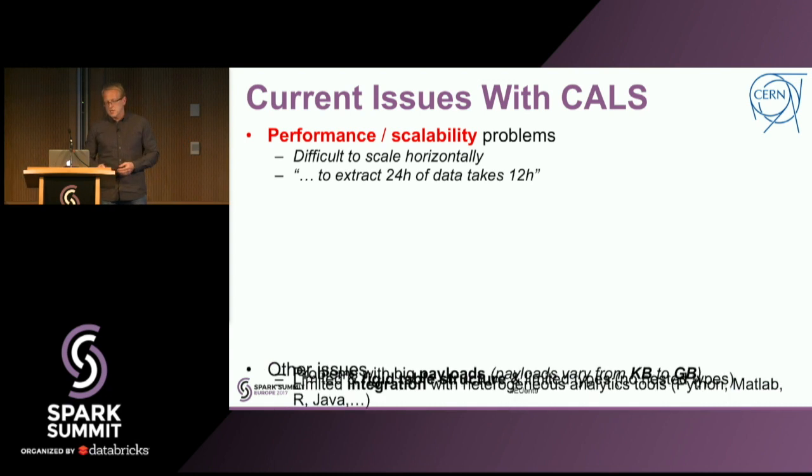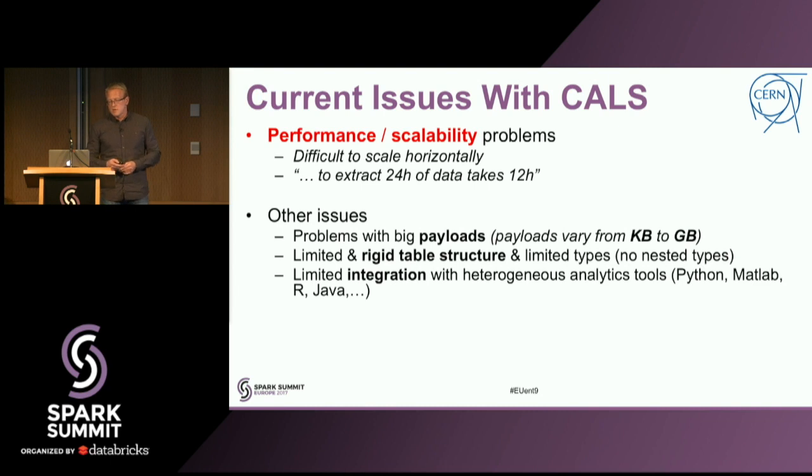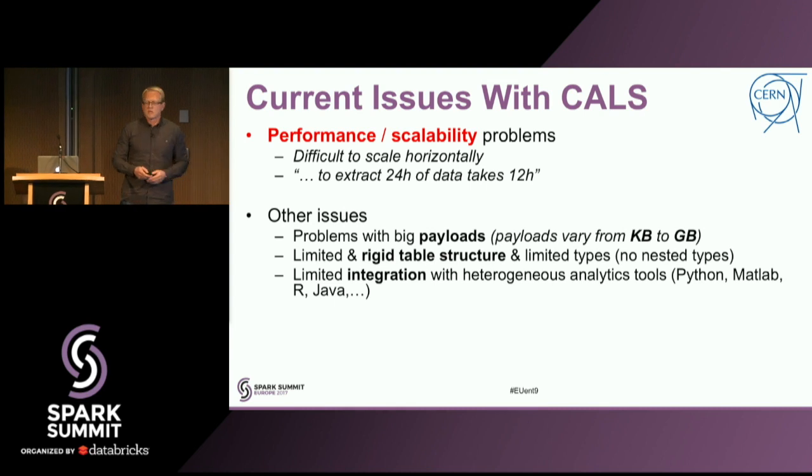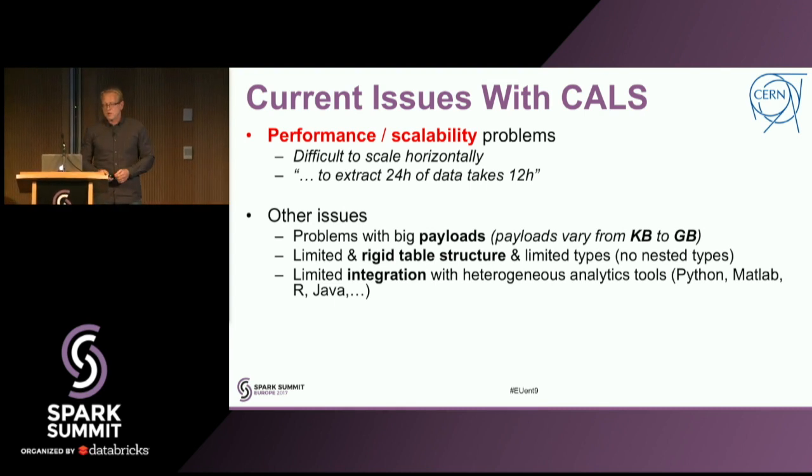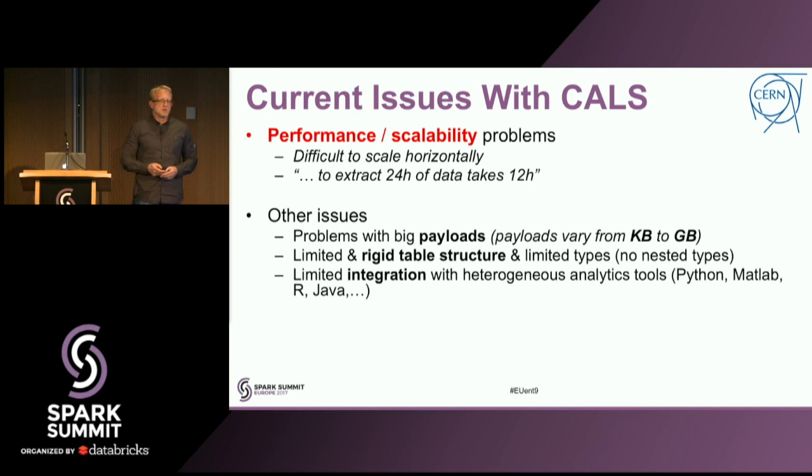There are also other issues, like we see more and more really big payloads. This is related to the increasing number of bunches in the LHC. We get bigger vectors that we have to store, and there is a rigid table structure in the old system, and we have only basic types. We do not support nested types. Also, integration with other tools that people use for analytics is not very good. So those are the problems we are confronted with.